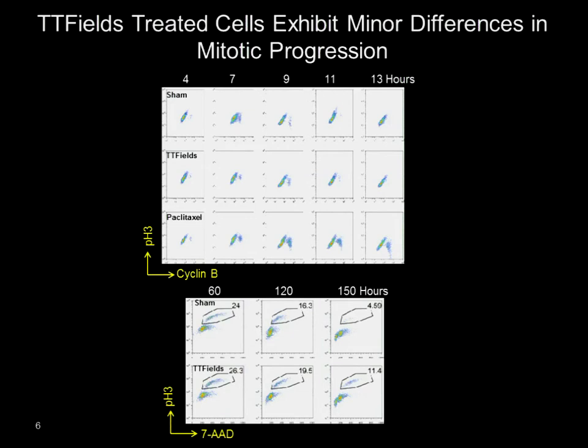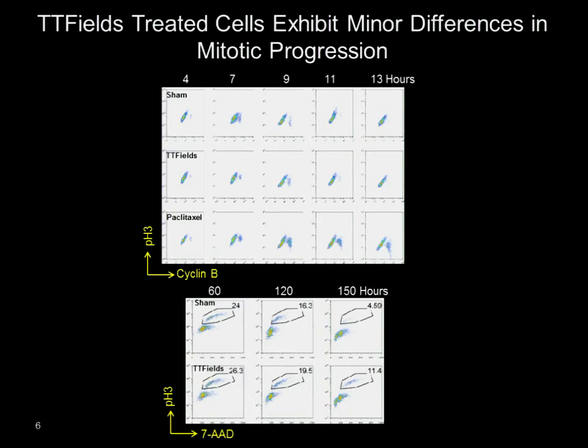So the first thing we looked at was markers for mitosis, comparing synchronized cells going through M phase that were either sham treated or TTFields treated. We didn't see much of a difference. Just like the movies predicted, cells transit through these parts of the cell cycle. And compared to Taxol, which causes metaphase arrest, you can clearly see that these cells are relatively unperturbed.